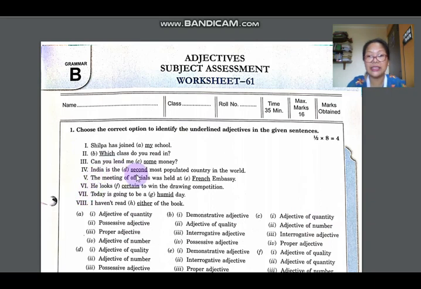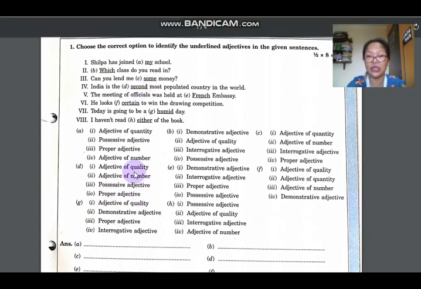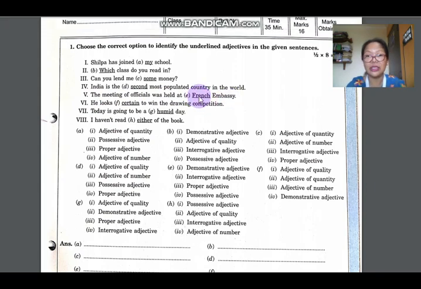India is the second most populated country in the world. Second. Okay, number D. Adjective of quality, adjective of number, possessive adjective, or proper adjective? Second is a number, so it will be adjective of number. Number 5. The meetings of officials was held at French embassy. French is a proper noun. So this would be proper. Number E. It is a proper adjective, right?